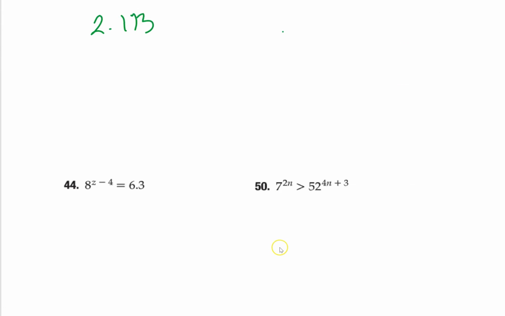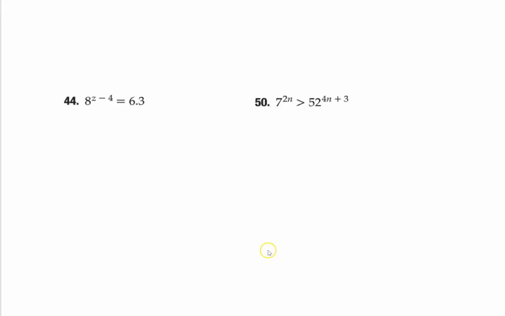So we can use the same idea here, right? We just talked about how to do this. Now I'm gonna show you a small shortcut to doing this one. So z minus 4 equals 6.3. Now remember last time we did this, we took the log of both sides. Now if we want to be cool about it, we can take the log base to both sides. So let me explain what I mean.